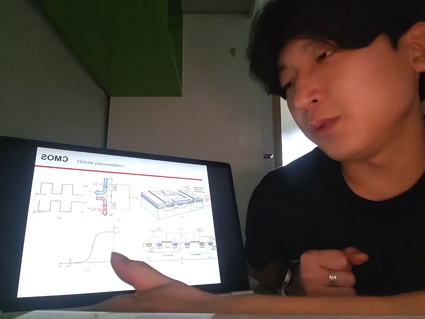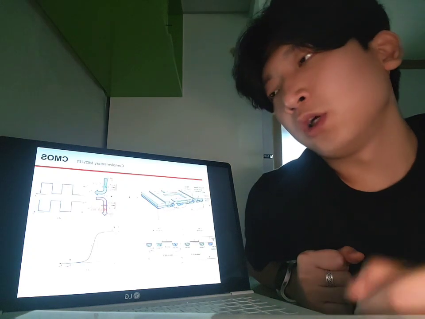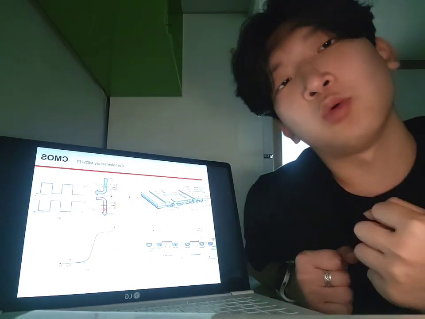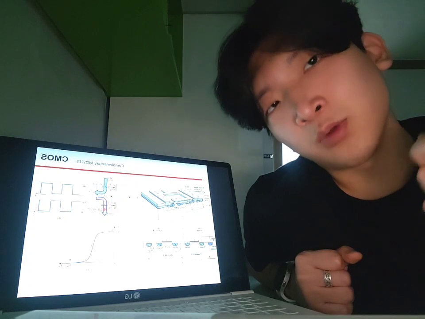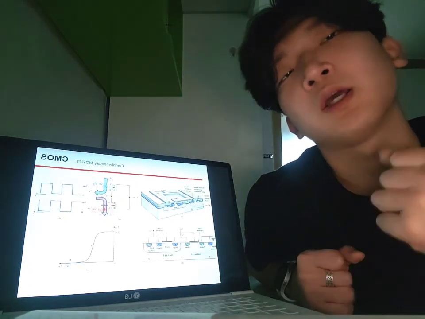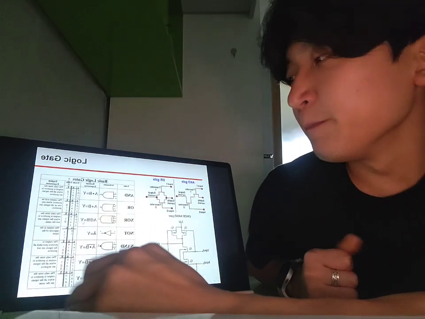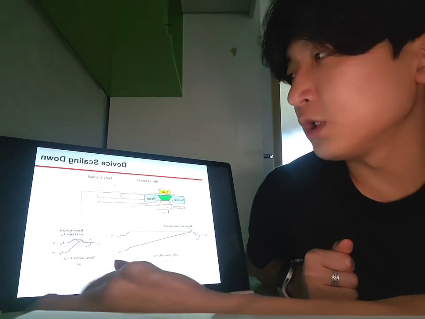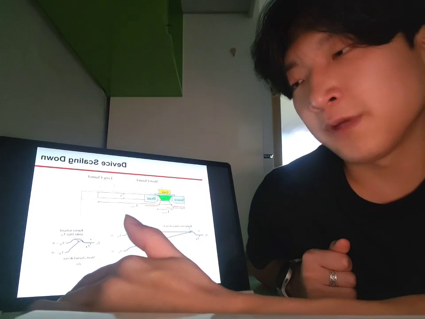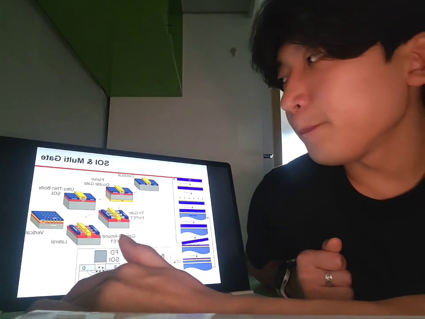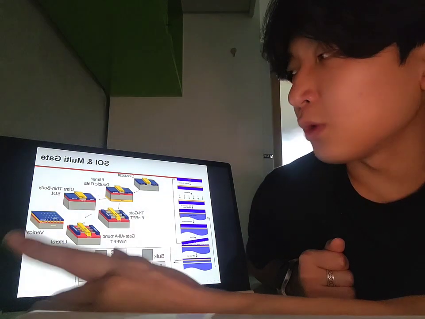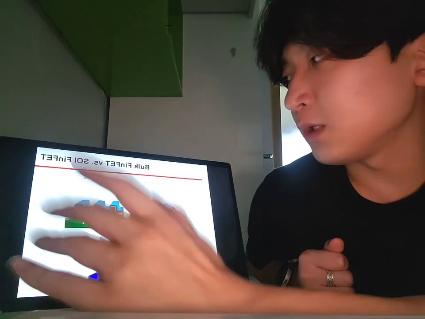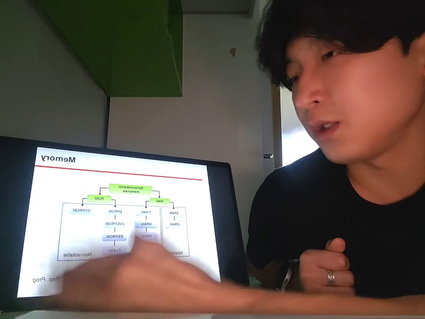Then we've learned about the CMOS, in which when we put an input as high, we get an output as low, and when we put an input as low, we get an output as high. And then we've learned about the logic gates, which are made of CMOS. And then about the short channel effect, but we'll talk about this next week. And then we've learned about the SOI system, the multi-gate system, the FinFET systems, and the memories.